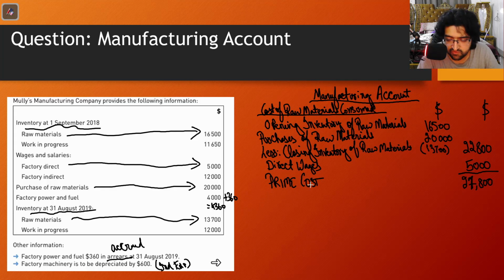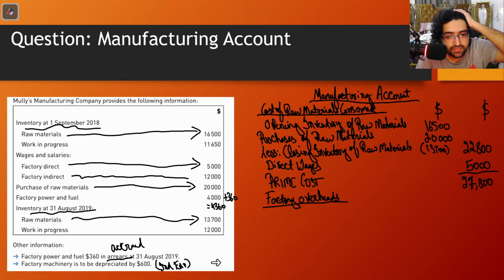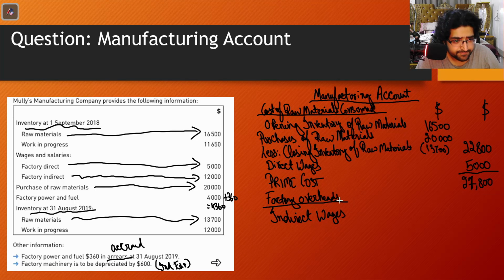Okay, moving on. Once you have prime cost, you have to list down all the indirect expenses, which we call factory overheads. You can call it factory overheads or indirect expenses of the factory. This is the heading. No amount will come in front of this. Now we have to find all the indirect expenses. First of all, we have indirect wages, which is this 12,000. So you can write indirect salaries or indirect wages, and the amount is 12,000.